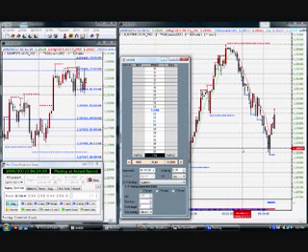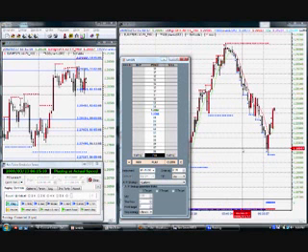Again, that may be a temporary thing, but the purpose of a good scalp is to take a bite out of the market and get in when the momentum is with us, and exit also with momentum if at all possible.